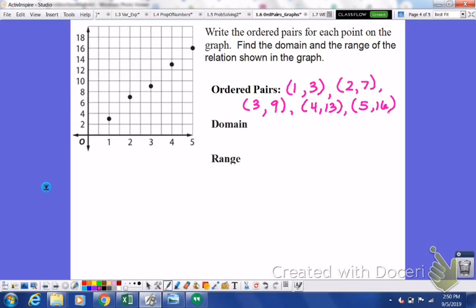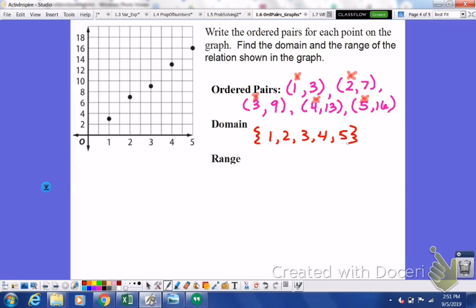So our domain, going back to our definition, our domain inside of brackets is our x values. So if I go through, do a quick highlight, my x values, that's our domain. So we have 1, 2, 3, 4, and 5, and close our brackets.